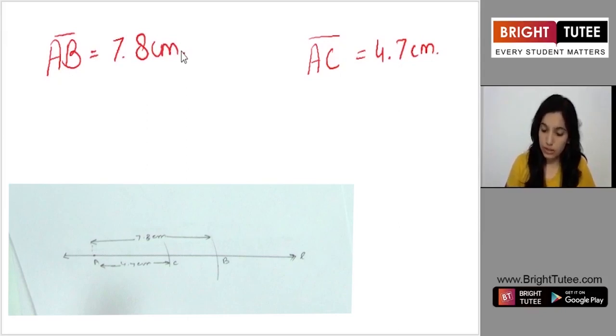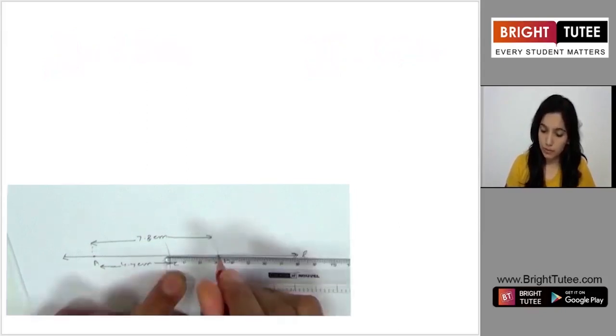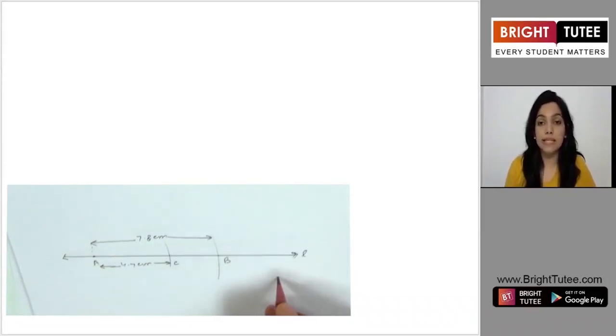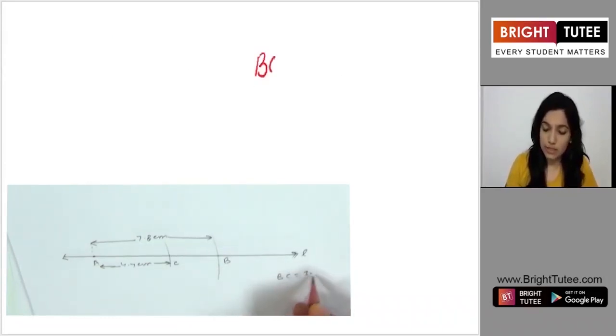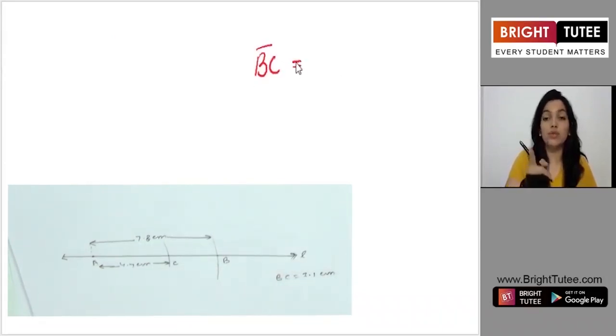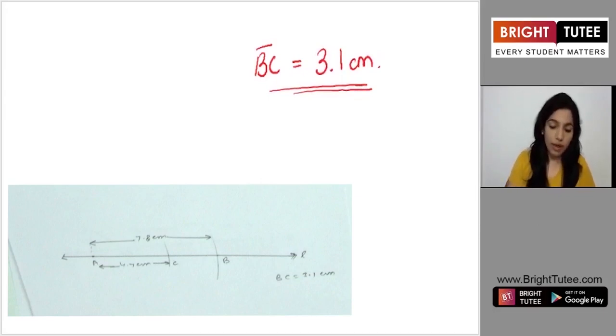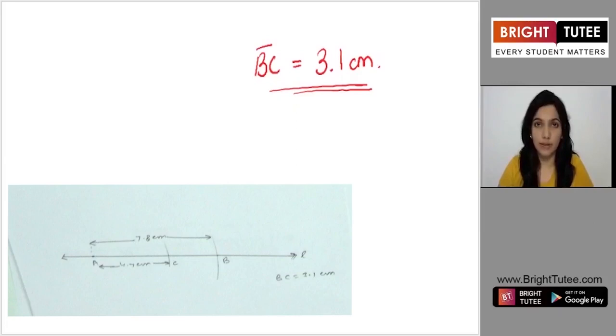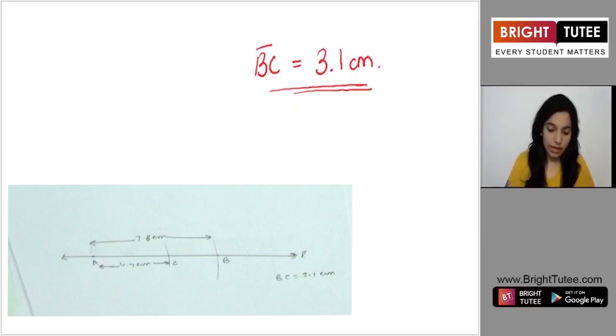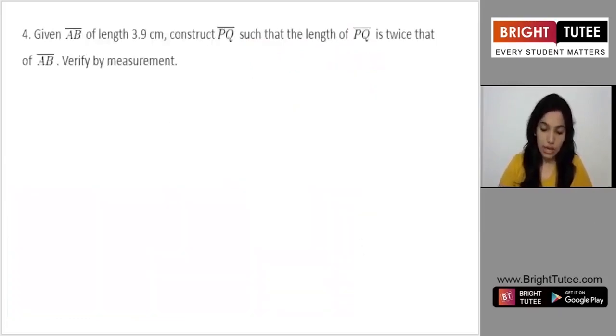Now what are you left with? You are left with this particular part here. That is part BC. So what is the length of BC? Please make sure that you use the ruler in order to see what is the length of BC. You will get the answer as 3.1 centimeters. Okay. So this is how your final diagram that you have constructed should look. Okay. Now moving ahead to the next question.